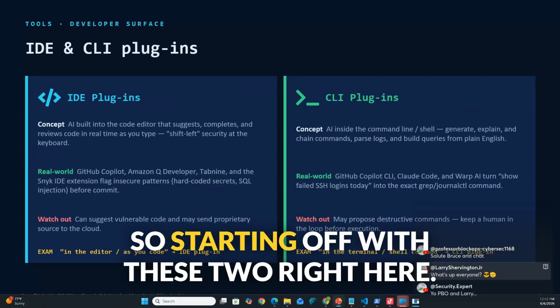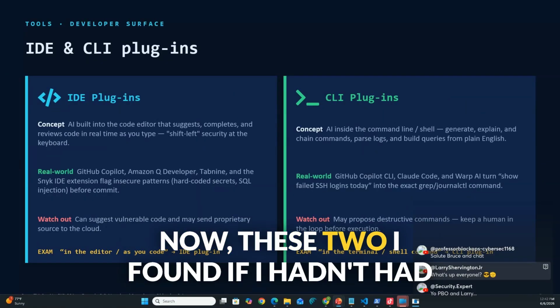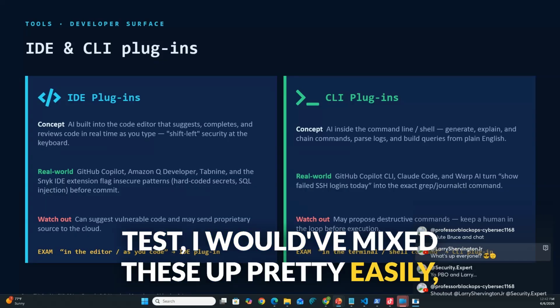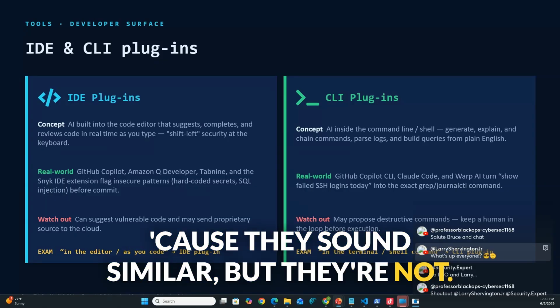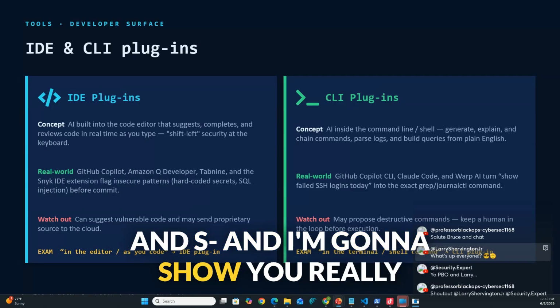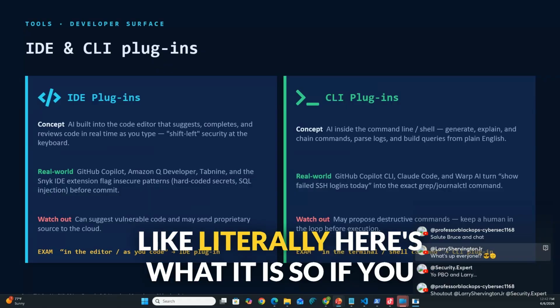So starting off with these two right here. Now, these two I found, if I hadn't had some exposure to these prior to the test, I would have mixed these up pretty easily because they sound similar, but they're not. So you've got IDE plugins and you've got CLI plugins. And I'm going to show you really what they are. Like literally, here's what it is.